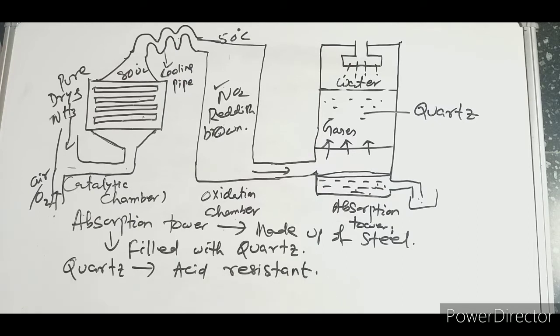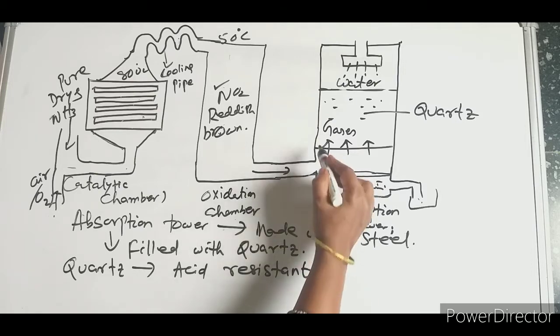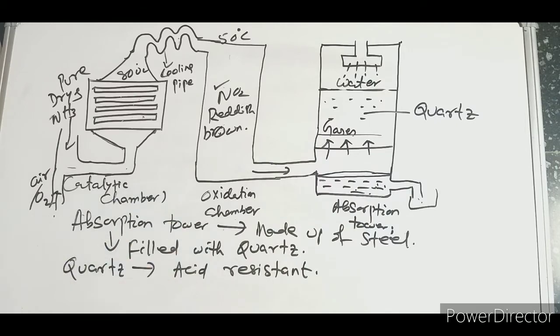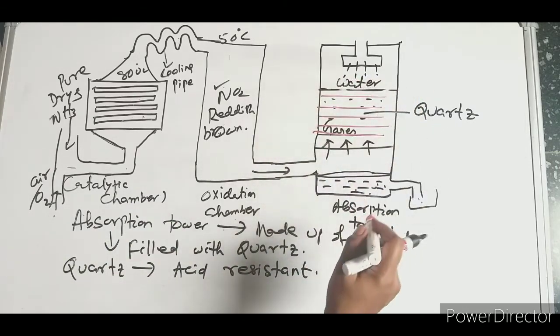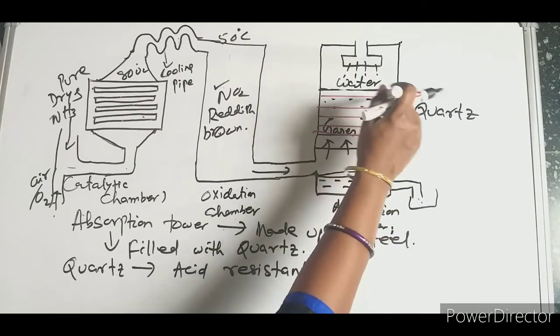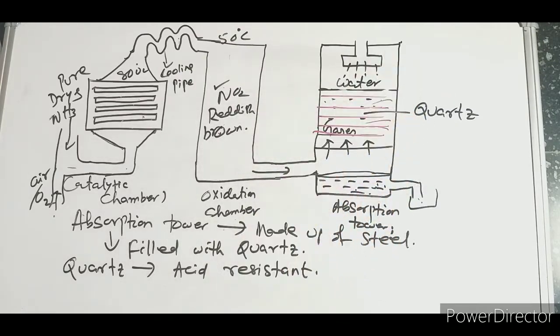This one is acid resistant. That is why quartz is taken here. This quartz is packed in layers, so there will be different layers of quartz so that the gases which are moving can move easily, and uniform diffusion will be there. That is the reason.